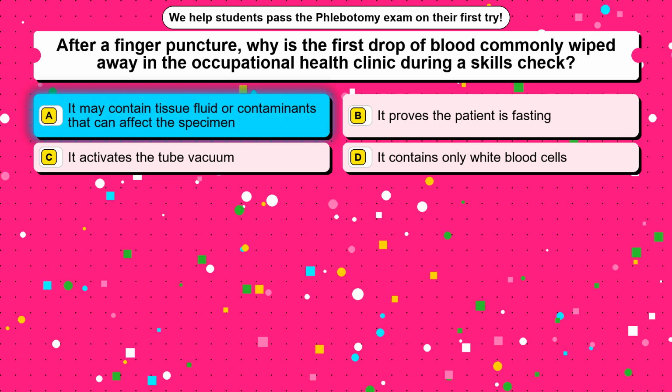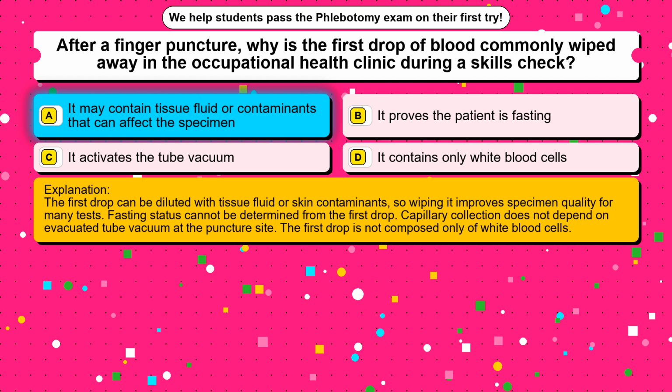The correct answer is option A. It may contain tissue fluid or contaminants that can affect the specimen. The first drop can be diluted with tissue fluid or skin contaminants, so wiping it improves specimen quality for many tests. Fasting status cannot be determined from the first drop. Capillary collection does not depend on evacuated tube vacuum at the puncture site. The first drop is not composed only of white blood cells.